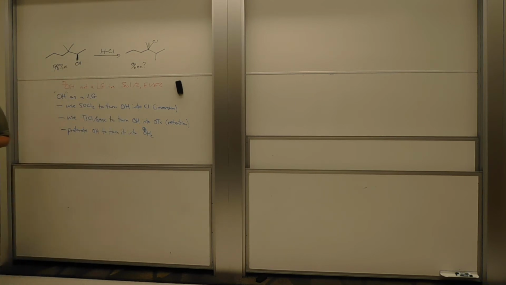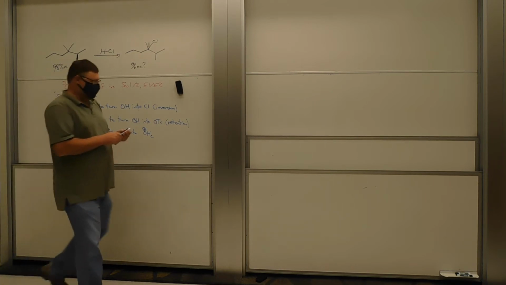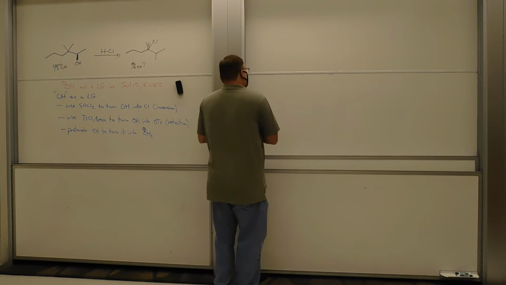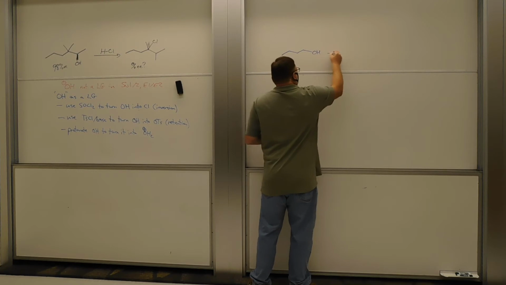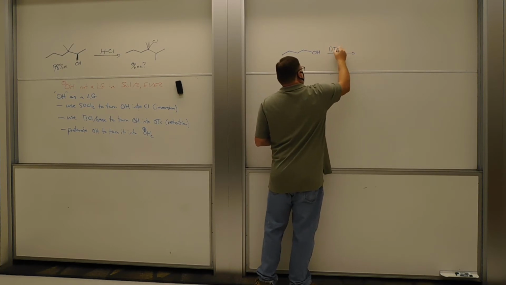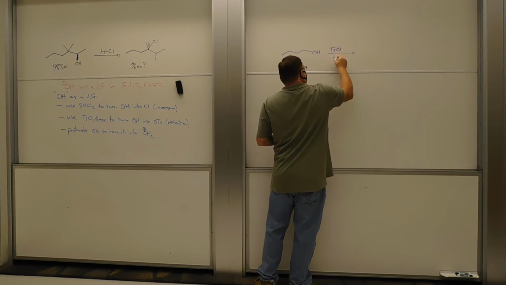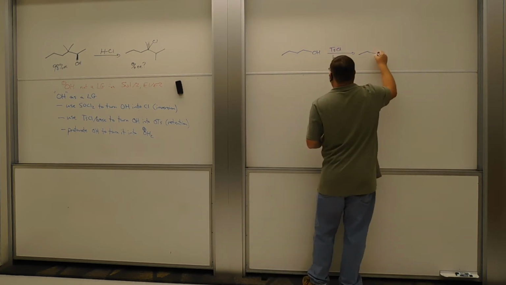All right, so there are 3 ways you can have OH act as a leaving group. I say OH in an SN1, SN2, E1, E2 reaction. The first way is to use thionyl chloride, SOCl2, to turn the OH into a chloride. So that reaction would look like this. And the base can be sort of anything.